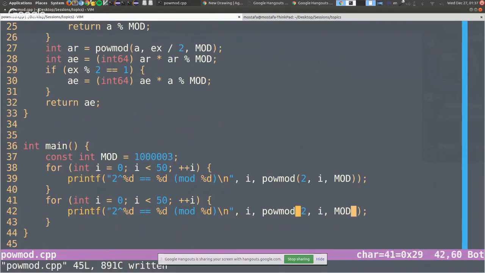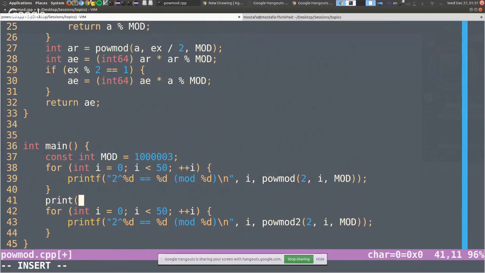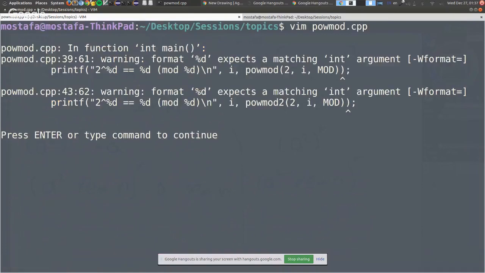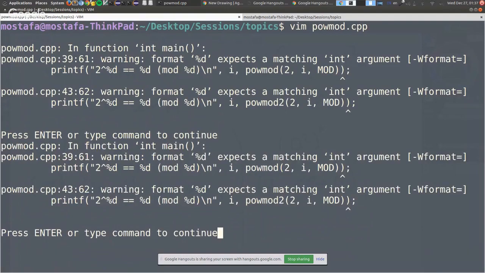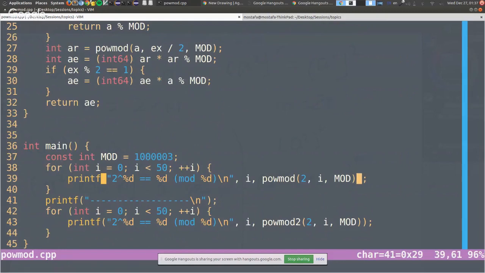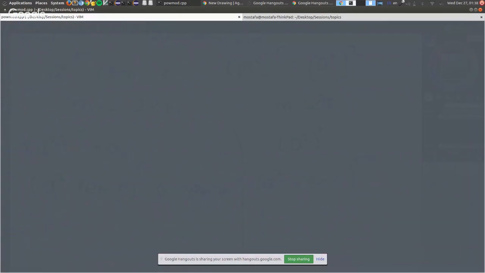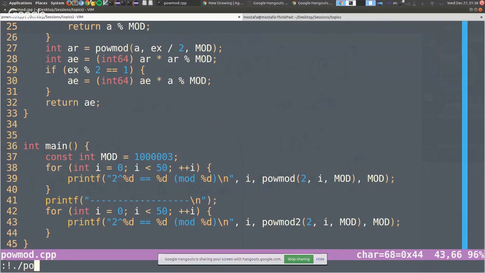Here I'll use both functions to just show the result. Yeah, that's very nice. I have to compile it properly, and we can run.